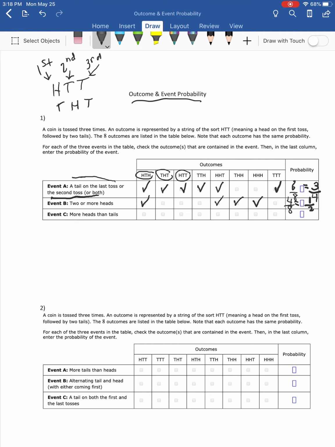All right, more heads than tails. So we just want there to be more H's than T's. The first one that works is we've got 2 H's and 1 T. The second one doesn't work, we have more tails. Third one, we have more tails. Fourth one, we have more tails. Okay. The fifth one, we have more heads, that works. Sixth one works. Seventh one works. The eighth one does not work. So again, we have 4 out of 8, which is 1/2.